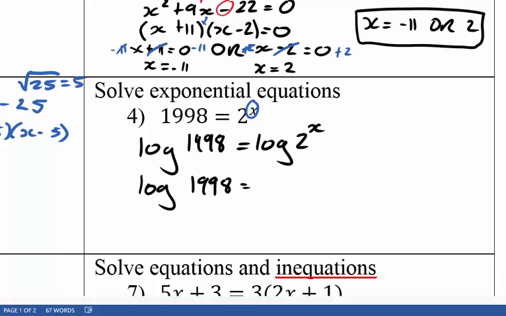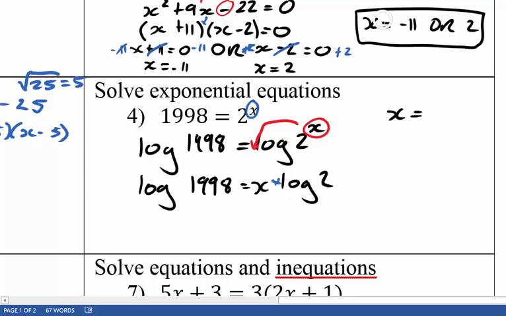And the beauty of logs is I can take that x now, which is up in the exponent area, and bring it down and put it in front of the log. So it becomes x log 2, and there's an invisible times sign there. So how do I get rid of that log 2? Remember, whenever I'm trying to solve an equation, I'm trying to get to x equals.